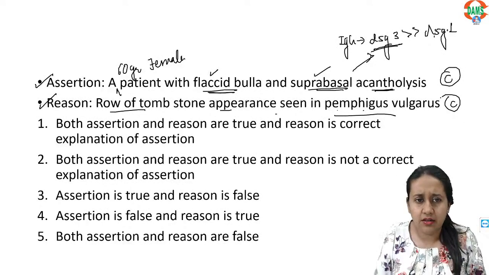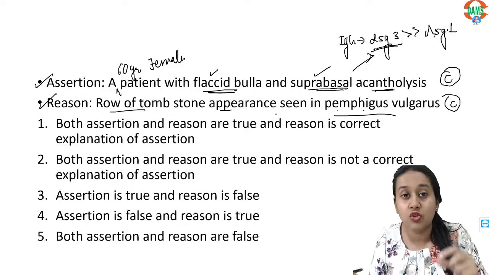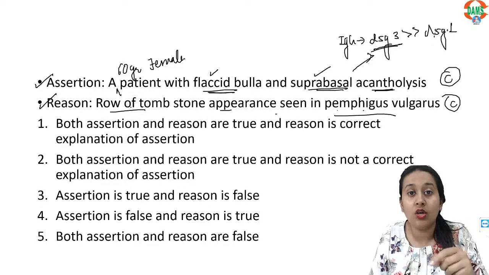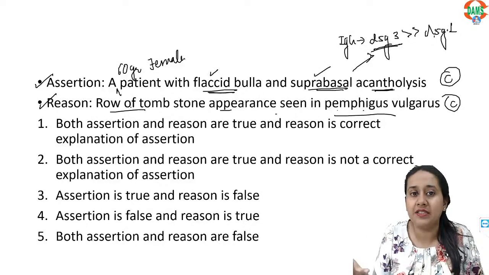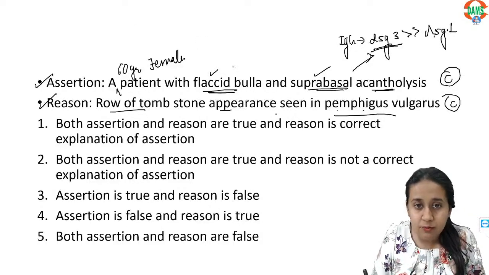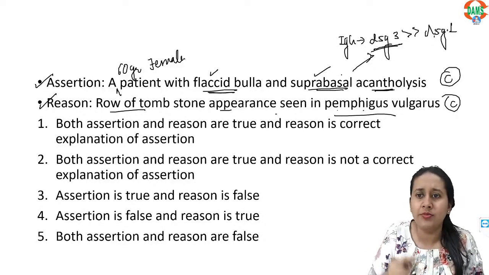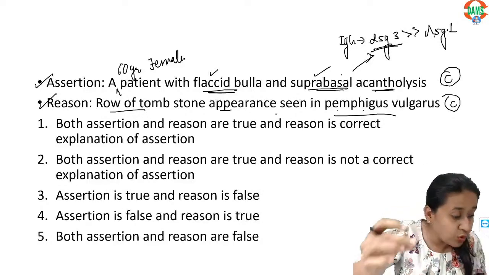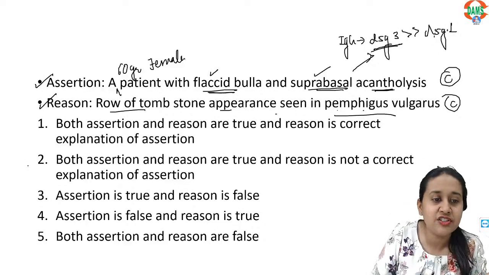But what is the reason? The reason of row of tombstone is that in the patients of pemphigus, you have intact hemidesmosomes. Hemidesmosome is also a glue like desmosome, but it is only present at the lower layer of the epidermis, connecting the stratum basale with the basement membrane. Why do you develop suprabasal split or flaccid bulla? It is not due to the presence of hemidesmosome, it is due to antibody against desmoglein. So please remember, both these statements are correct, but they are not explanations of each other.